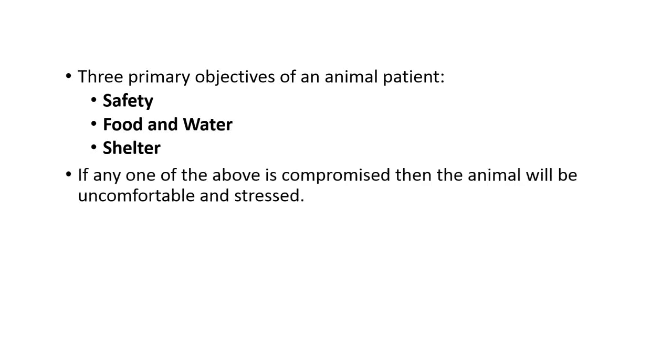Three primary objectives of any animal patient: they have to feel safe in their environment, they have to have food and water, and they have to have shelter. As long as all of these are present, the animal will be comfortable and unstressed. But if any one of them is compromised, then the animal will be uncomfortable and stressed. Stress can cause spinal malalignments.